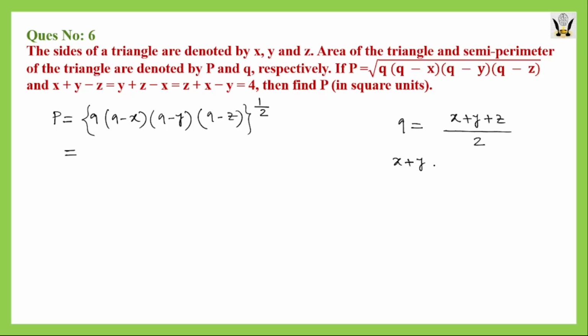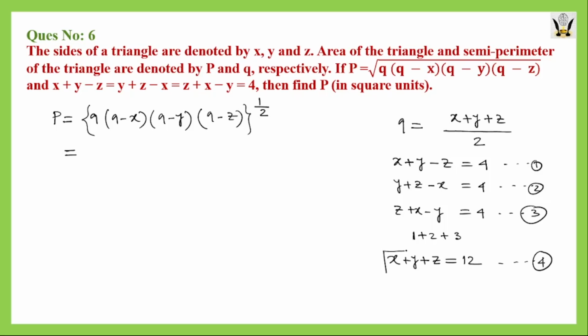Now x plus y minus z is equal to 4. Also y plus z minus x is equal to 4. And the third equation is z plus x minus y, which is also equal to 4. By adding 1, 2 and 3, what do we get? x plus y plus z is equal to 12. So what is the q value? The semi-perimeter will be 12 divided by 2, that means this is 6.